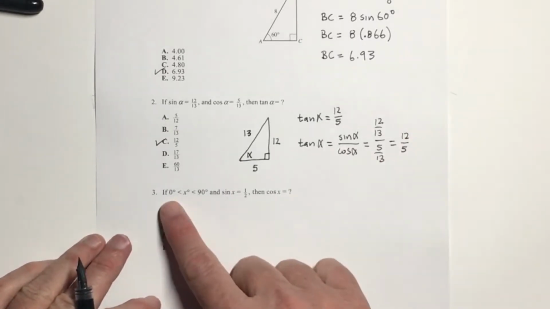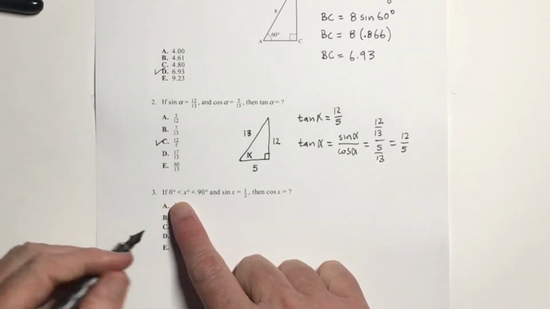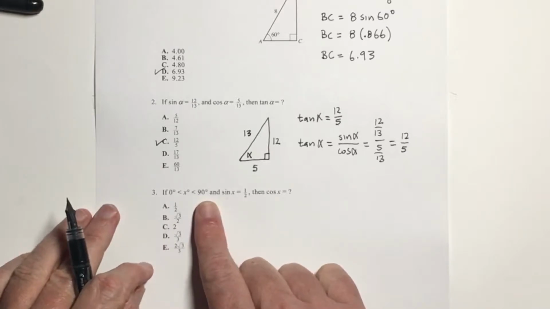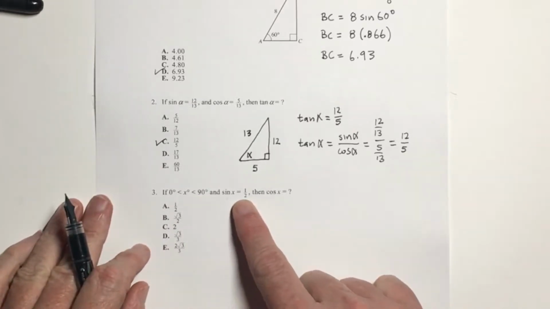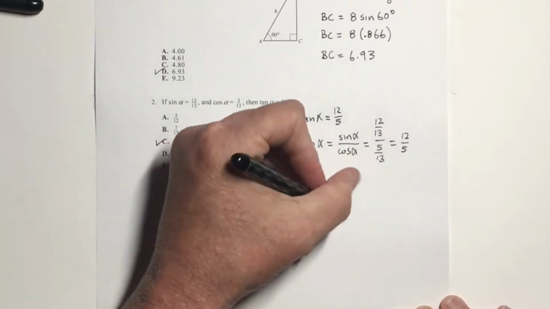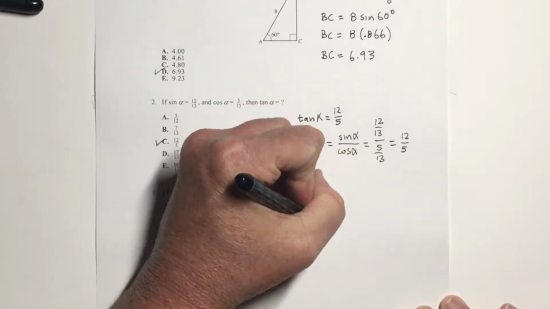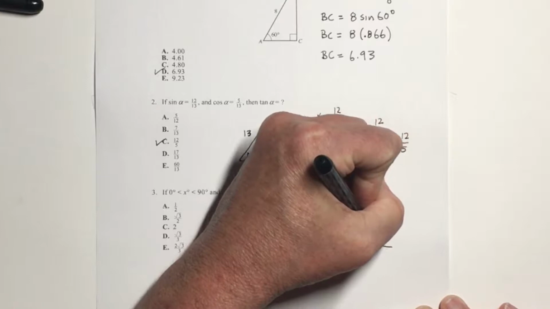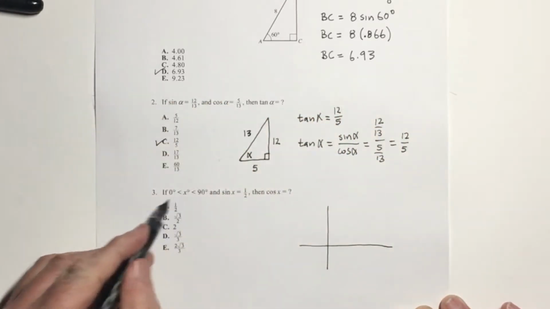Okay, 3. If x is between 0 and 90 degrees, and the sine of x is 1/2, then the cosine of x is what? All right, well, first off, what does it mean to say that x is between 0 and 90 degrees.